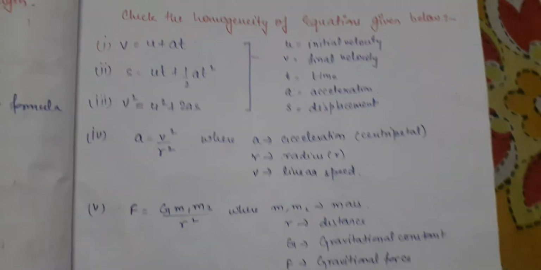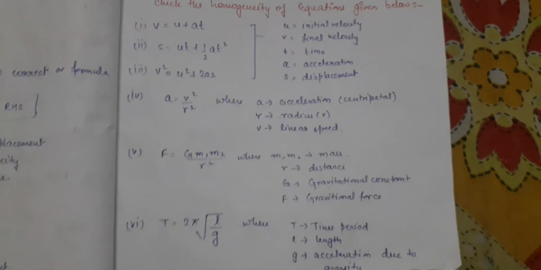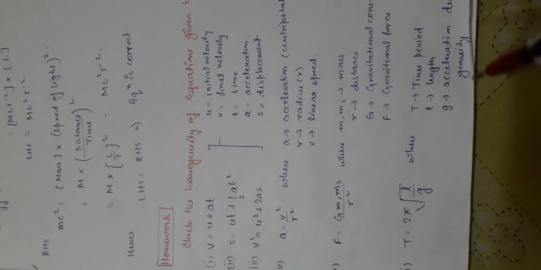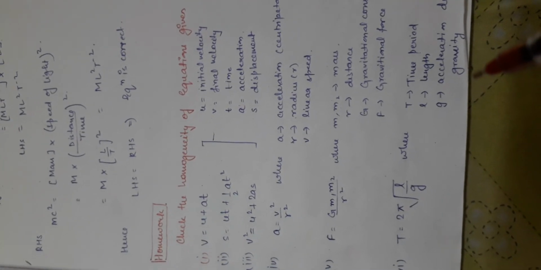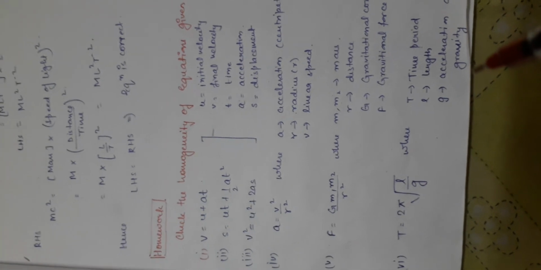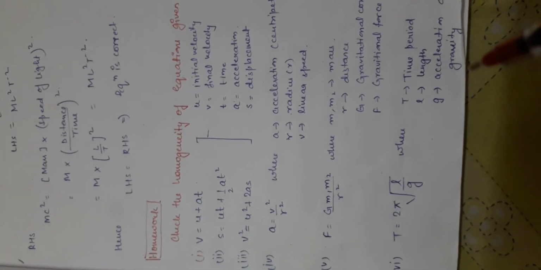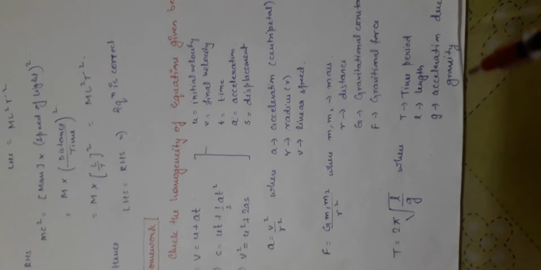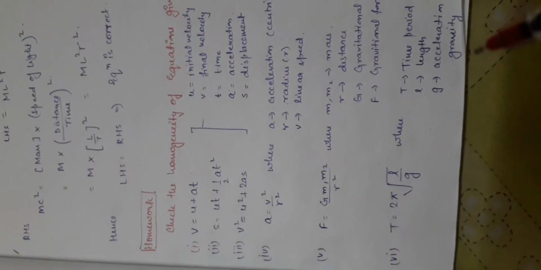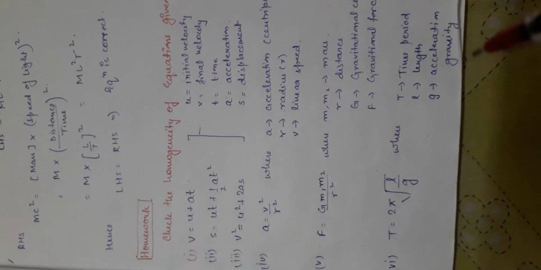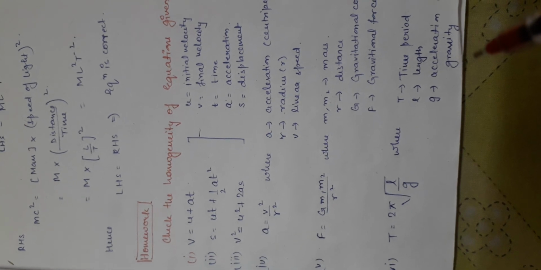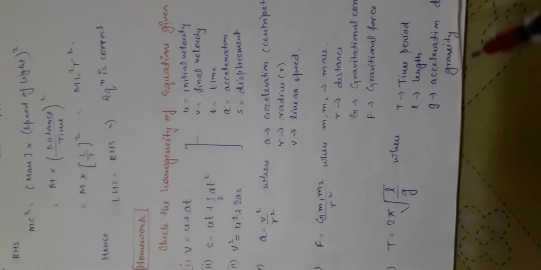Now this is the last homework I am giving you. You have to check the dimensional homogeneity of these questions. It seems all are correct, but you have to check the homogeneity on your own. I have given the questions, and what the values signify I have written on the right hand side. You have to solve in your copy whether all the equations are correct or not according to the principle of homogeneity.